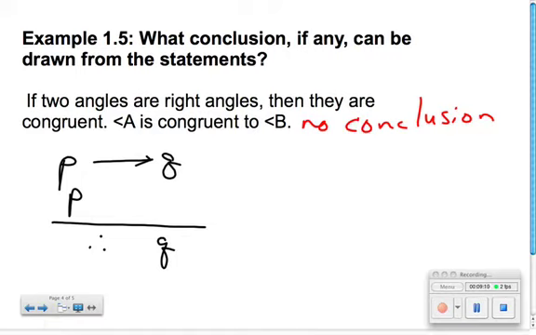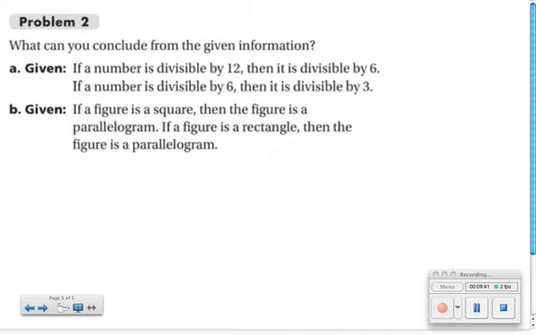In problem 2, you'll notice that both of those examples have two separate if-then statements in them. Please realize, right out of the gate, when you draw a conclusion using the law of syllogism, your conclusion will be an if-then statement. So looking at problem 2, part A: if a number is divisible by 12, then it is divisible by 6. If a number is divisible by 6, then it is divisible by 3.